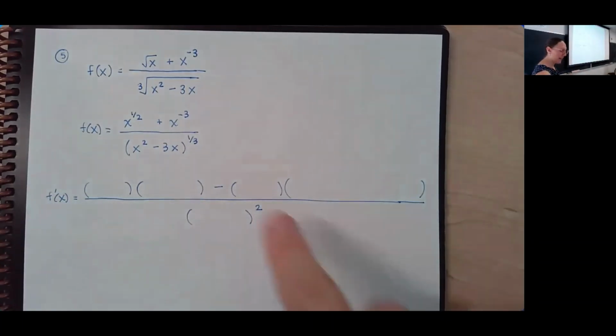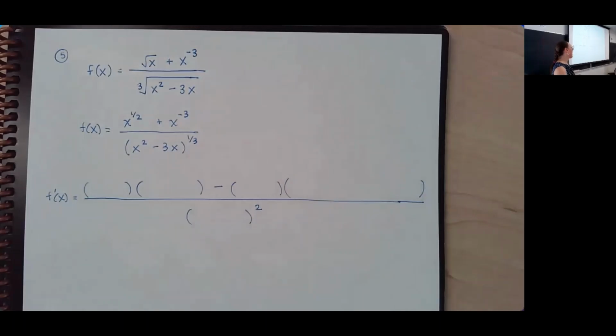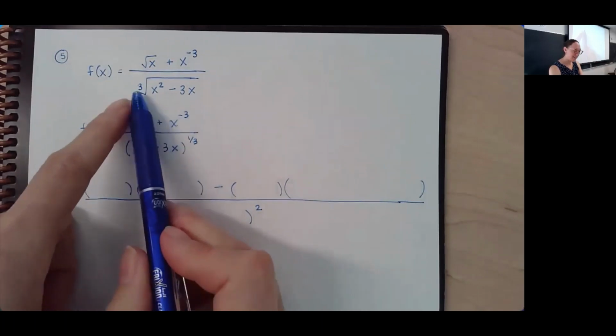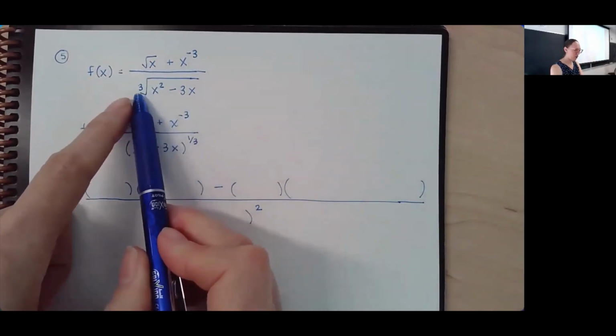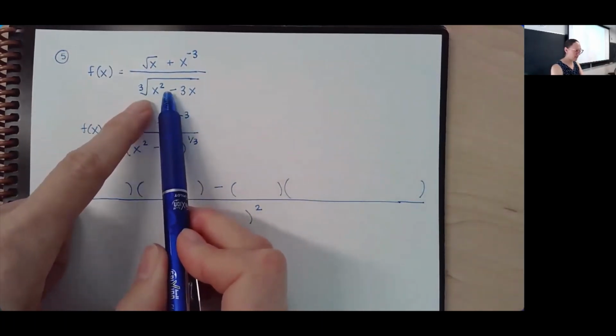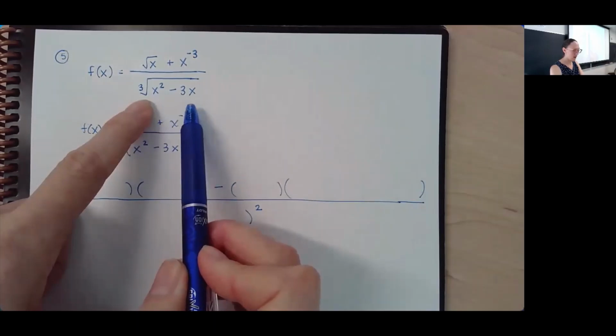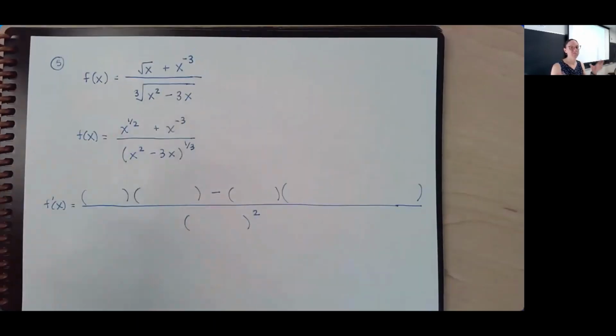Great question. Can I distribute the 1/3 power? Sadly, no. If I've got stuff in parentheses and I've got addition or subtraction in there, the radicals don't simplify. So this is not equivalent to saying the cube root of x squared minus the cube root of 3x. All of that stuff inside the radical is like glued together by addition or subtraction. So it's stuck in there.